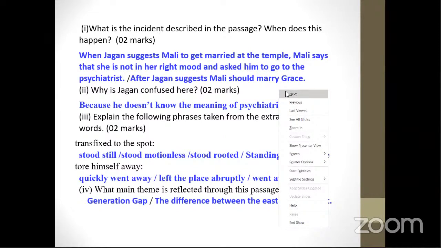But we don't know whether next year, your year, it will be difficult. That is why you have to be prepared. I don't think it will be difficult, but it might be different. And you have to be very careful in reading the context question because it is 10 marks. Mostly, if the idea is given in other words also, you get the mark. But the keywords must be there. For example, transfixed means stood there. Tore himself away means quickly went. Keywords like these must be there.